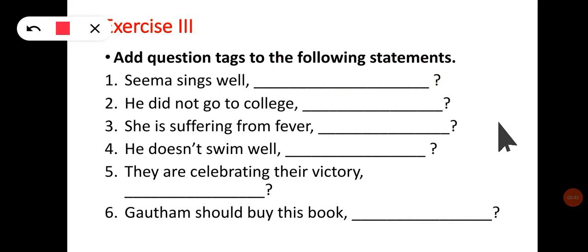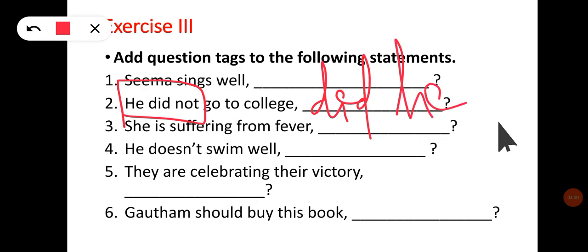Next, did he not go to college? Only consider this: he did not. Right. So the statement is already negative, so you have to change it into positive. When you change this into positive, what will you get? Did he? That's it. You just have to remove not. So that is your answer.